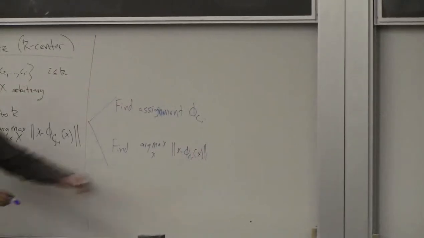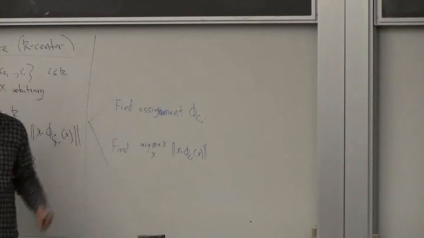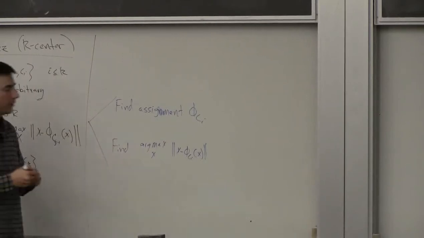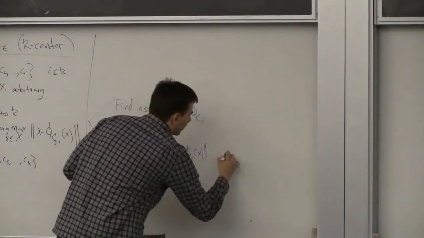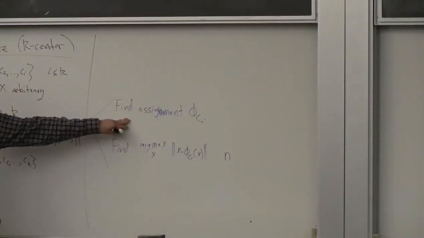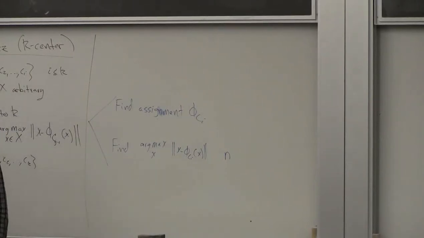So I need to do 2 things. Once I have this assignment function, this takes linear time. I can check all the points, so this I can do in linear time, so this is times n. Can I find the assignment function in linear time? Can I do that in O of n time?